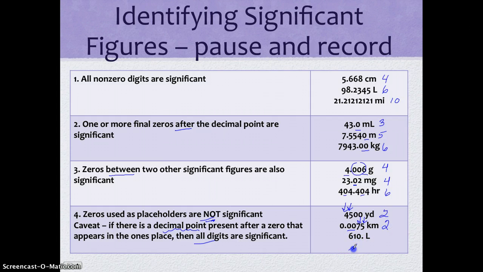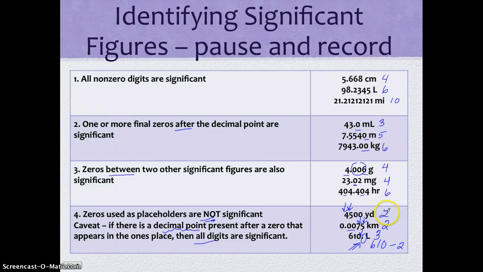Now here's our caveat. You see how this number is not written as 610 like this? If this were written as 610 with no decimal point, then we would only have 2 significant figures because the 0 right here is a placeholder. However, since we have a decimal point right here, what that tells us is, ooh, the 6 is measured and it's exact, the 1 is measured and it's exact, and the zero is an uncertain digit, but it's estimated, so we regard it as being significant.